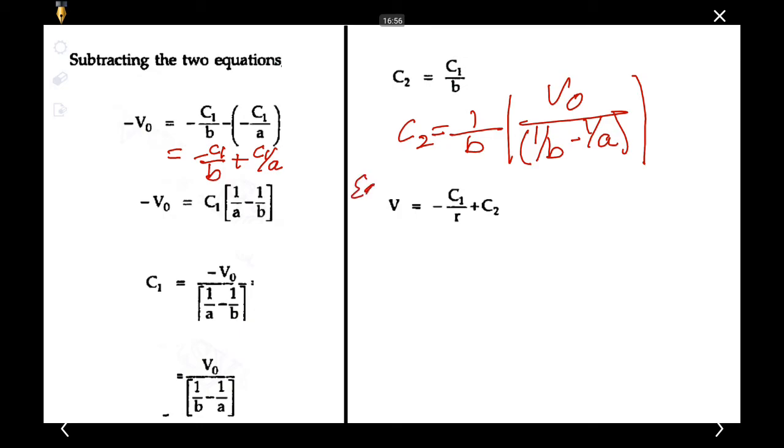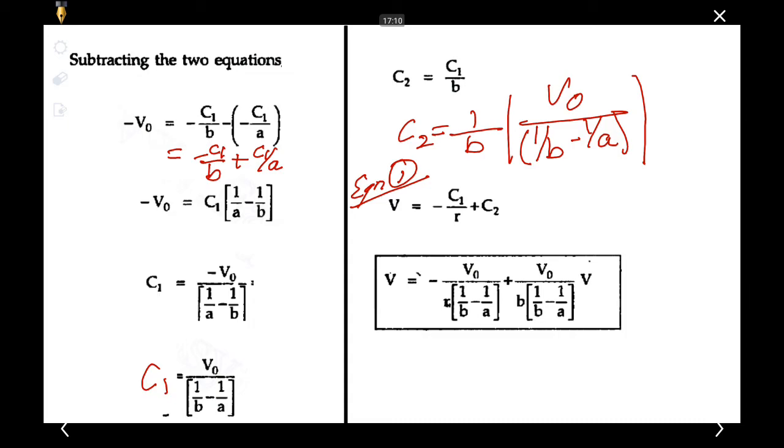Next, we will take equation 1. What is our equation 1? V is equal to minus C1 by R plus C2. Now we know the values of C1 and C2, so we can substitute here. After substituting the values of C1 and C2, this is C1, an extra 1 by R will be there, this is C2. So V, the potential, is equal to minus V0 by R into 1 by (1 by B minus 1 by A) plus V0 by B into 1 by (1 by B minus 1 by A).